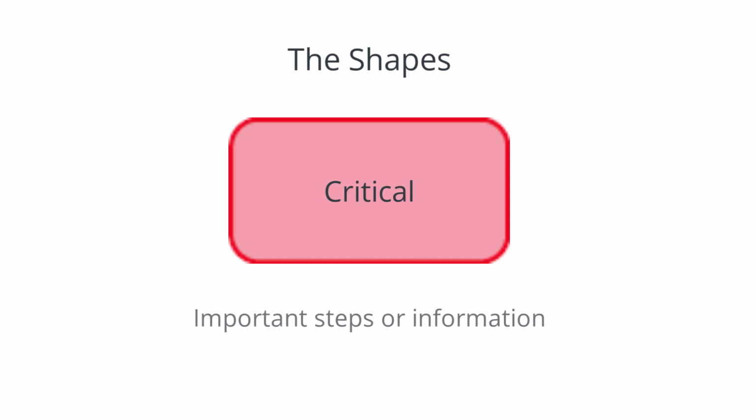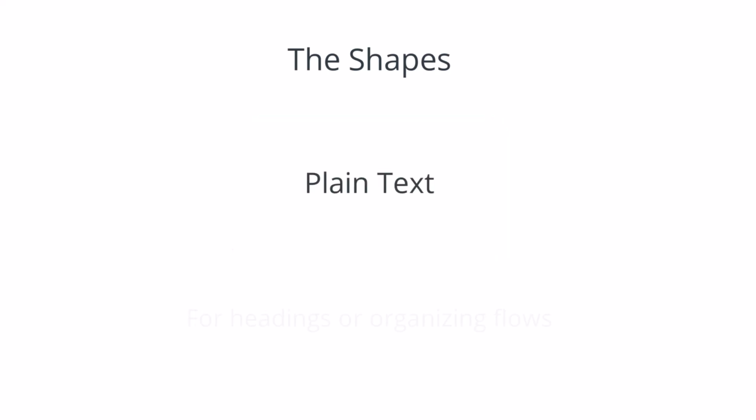The critical shape represents information that's really important and if missed could have a major impact on whether the process is completed correctly or successfully. And finally, we have a plain text shape that sits on the background and doesn't have a color or border. We use these as headings and to help organize menus and home flows.